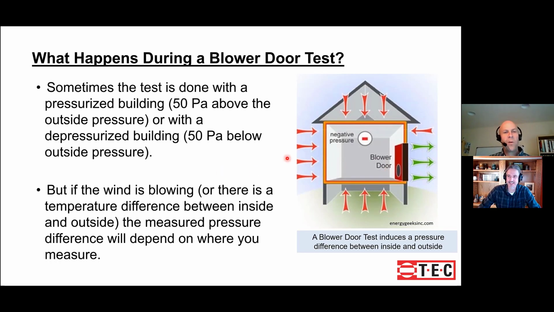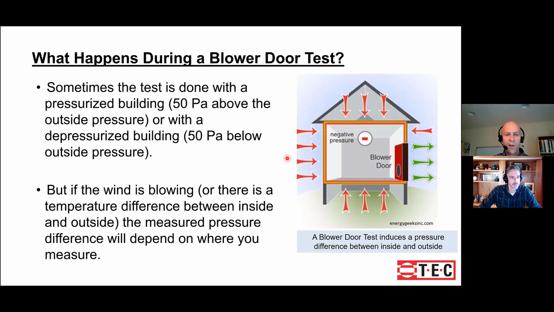Usually we're testing at 50 pascals. Often we will do a more detailed test called a multi-point test, where we're testing at 50 pascals as well as lower pressures. And we'll talk about the implications of that. Sometimes we're testing with a positive pressure. Sometimes we're testing with a negative pressure. So a positive pressure test, we'd be blowing air into the building. Negative pressure test, we're blowing air out of the building.